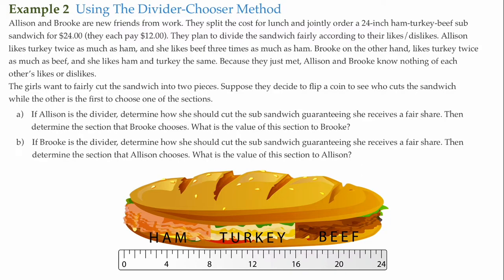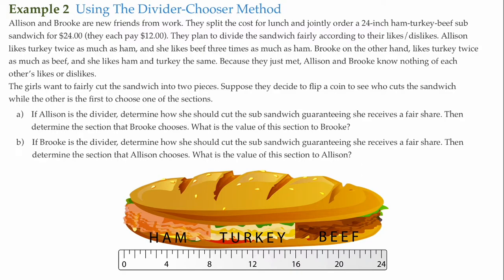Now, keep in mind that the divider-chooser method is a continuous method of fair division. That means the asset can be divided in infinitely many ways. So a good metaphor to illustrate this is using a sub-sandwich that can be cut in any number of lengths.